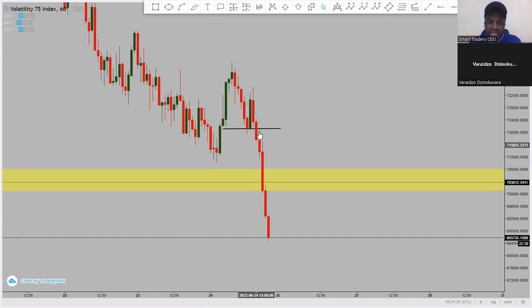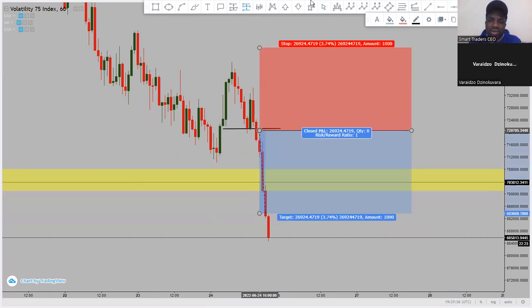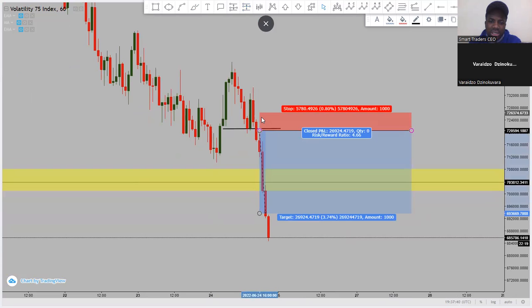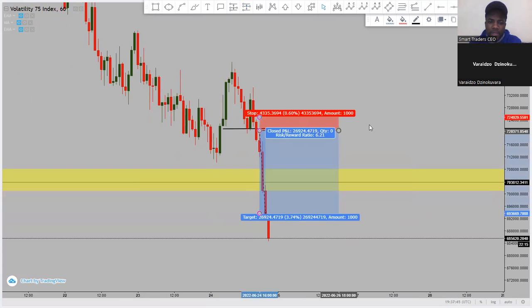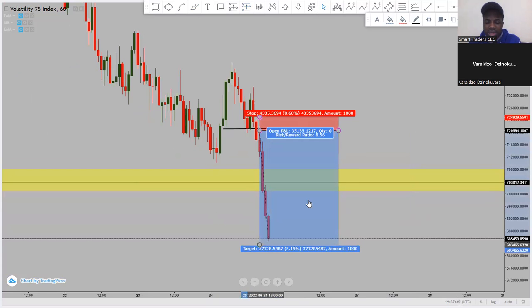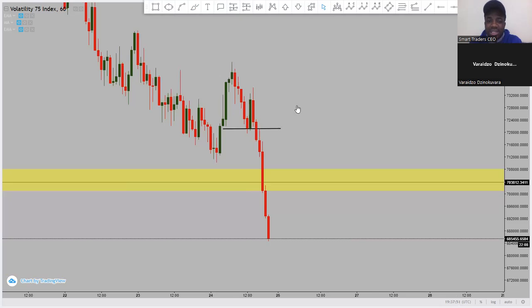So there, break, it actually came back to retest. You could have entered your sell there nicely. Your stop loss above there. So that was the first entry point. The second entry point, you look at this low here.